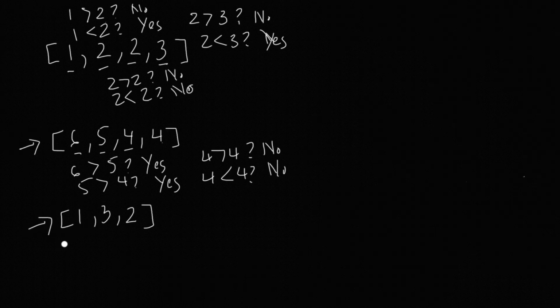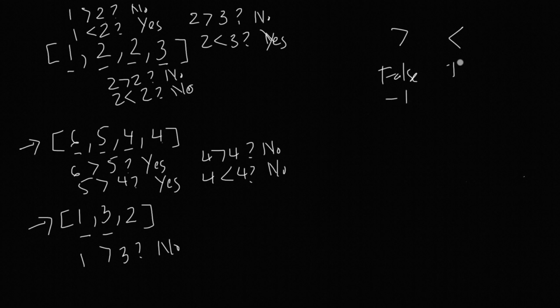In this case, we would do the same comparison. 1 compared to 3. Is 1 greater than 3? The answer is no. So we have false over here. We have true over here. We have -1 as the sum of this comparison. Now 3 to 2. Is 3 greater than 2?